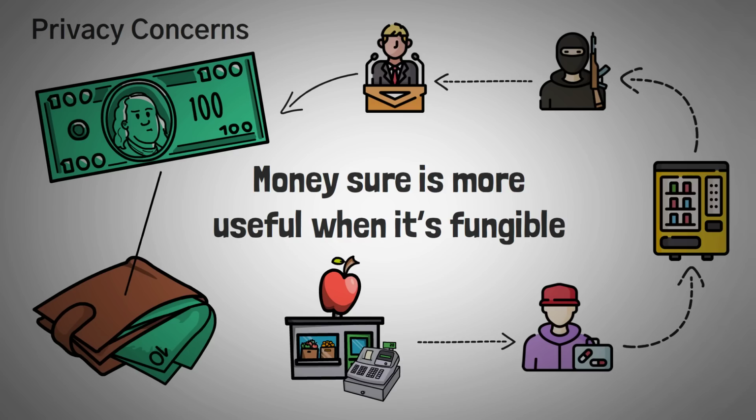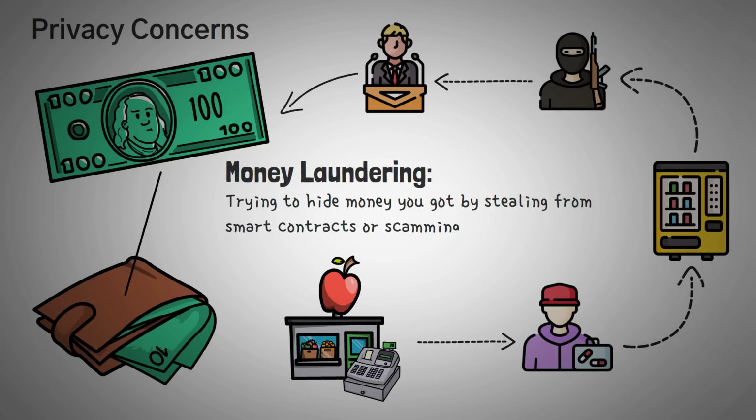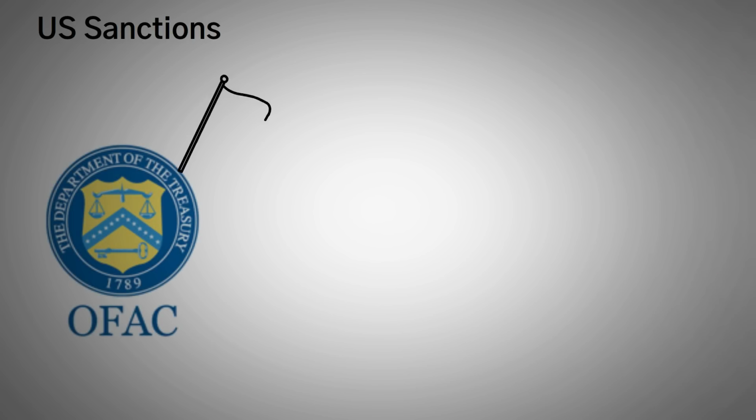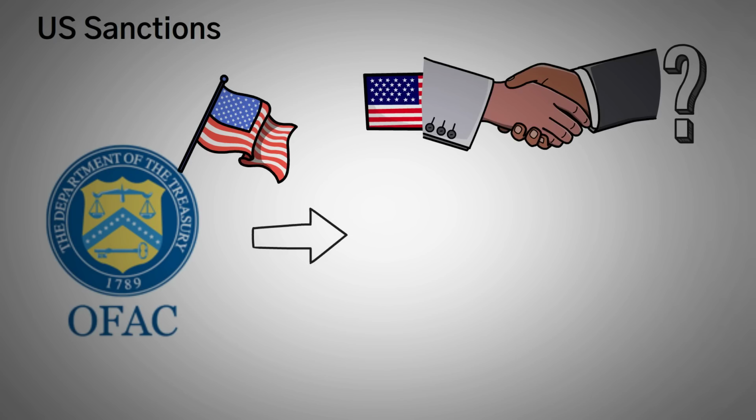However, there are also very illegal reasons to do this, such as money laundering, otherwise known as trying to hide money that you got by stealing from smart contracts, or scamming people online. So now that we know how Tornado Cash works and what it's used for, let's get into what the US sanctions are. Basically, there's this organization called the Office of Foreign Assets Control, which is a government agency that investigates who the US should be blocked from doing business with.